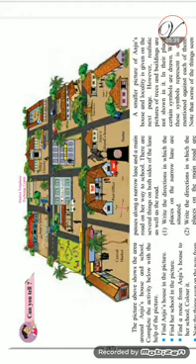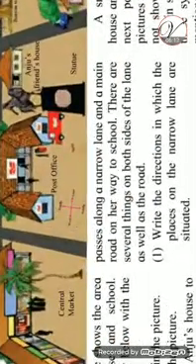You have found the route that Anju will take to go to her school. Anju passes along a narrow lane and main road on her way to school. There are several things on both sides of the lane as well as the road. You have to observe this picture carefully and mention in your notebook. Write the direction in which places on the narrow lane are situated. See here, direction is given here: north, south, west and east.